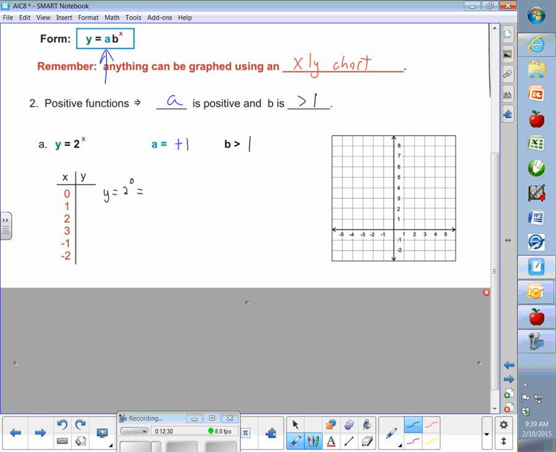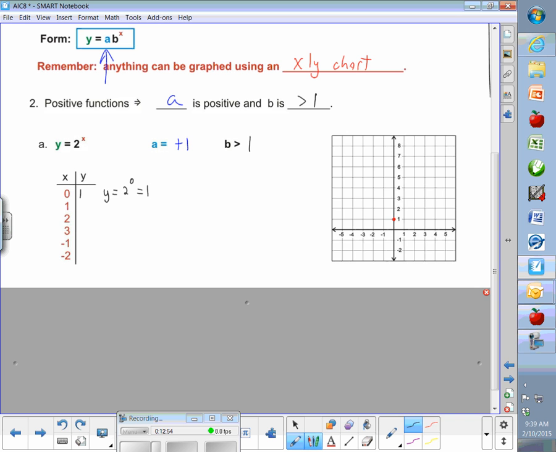And everybody says 2 to the 0 power is 1. So our first point is (0, 1). And I'm going to take my red out, and I'm going to plot on the graph the point (0, 1). It's right there, right? (0, 1) right there. Everybody agree with that? We good with that?